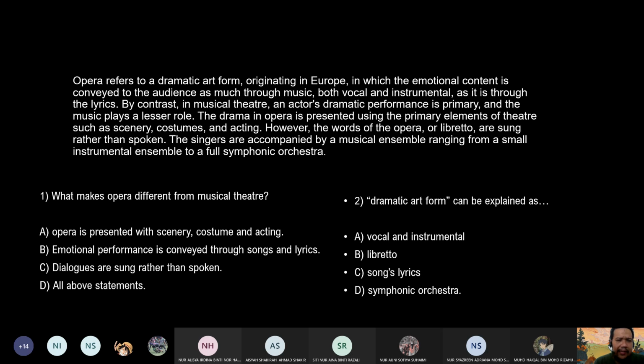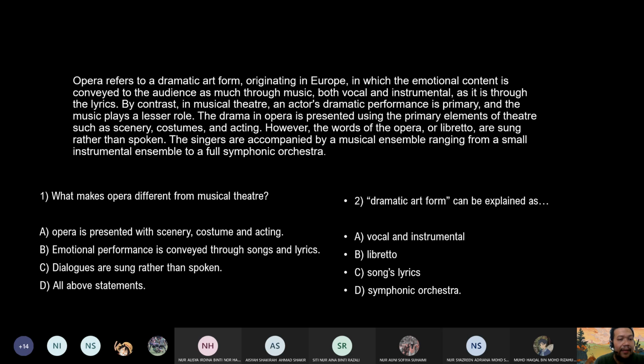Okay, you look at the differences between opera and musical theater, and it asks what makes opera different from musical theater. You look at line number 1. It says opera refers to a dramatic art form originating in Europe, in which the emotional content is conveyed to the audience as much through music, both vocal and instrumental, as through the lyrics. So the keyword here is emotional content, and they use music, whether vocal or instrumental. By contrast, which means different, in musical theater the actor's dramatic performance is primary, and the music plays a lesser role.